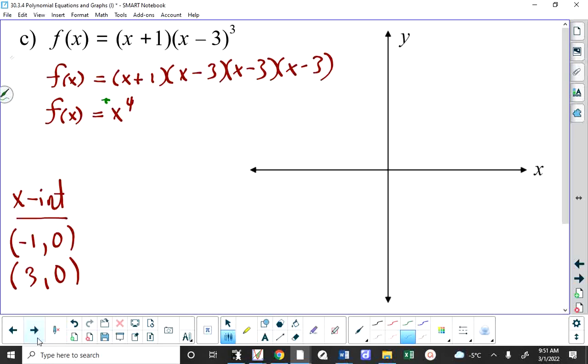So if it's even, both arms are in the same direction. Since it's a positive leading coefficient, the right arm is up. So if they're both in the same direction, both arms are up. We have an x-intercept at 3.